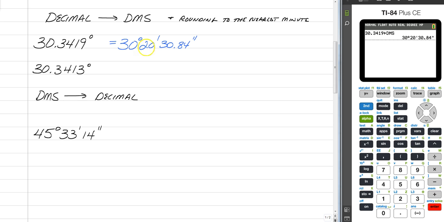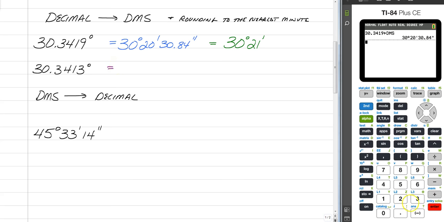Okay, but we're also going to teach how to round to the nearest minute. So 30 degrees, 20 minutes, and 30.84. So 30 seconds is more than half a minute. So this would actually round up. So if we're rounding to the nearest minute, it's 30 degrees and 21 minutes.